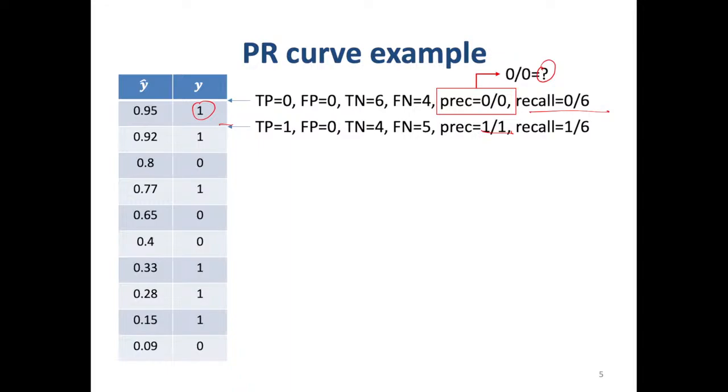If we set the threshold here, the precision is 1, because this is predicted as 1, and it's indeed 1. Recall is 1 divided by 6, because we have 6 positive classes, and only one of them is predicted as positive.